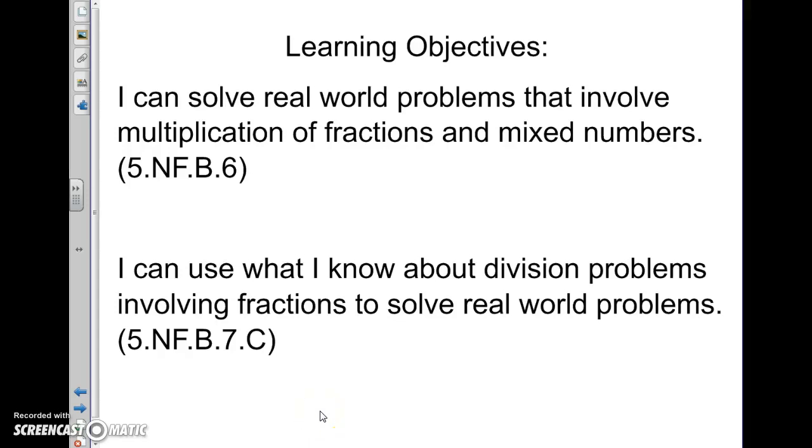Our learning objectives today are: I can solve real-world problems that involve multiplication of fractions and mixed numbers, 5th grade standard Numbers and Fractions B6, and also I can use what I know about division problems involving fractions to solve real-world problems, 5th grade standard Numbers and Fractions B7C.